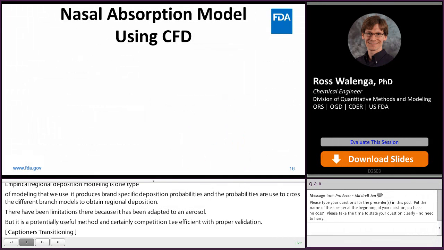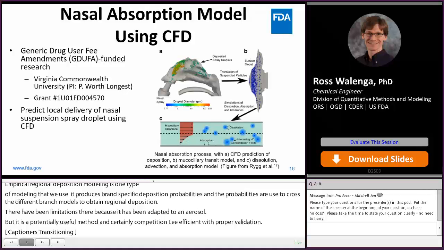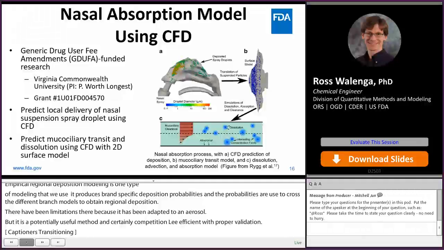So I'd like to speak a little bit about a model that combined several different approaches. This is a nasal absorption model using CFD. It's GDUFA-funded research done by Virginia Commonwealth University. And the purpose was to predict local delivery of nasal suspension spray droplets using CFD. As you see on the right, in part A, the deposition was predicted, and then it was transferred to a surface model, which then predicted mucociliary transit with dissolution and absorption, all simultaneously.